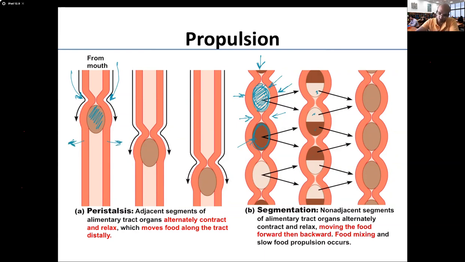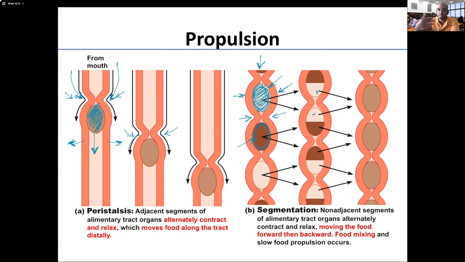So what's going to happen? The food is going to be moving from high pressure, where you're performing the constriction, to the side with lower pressure, where you are relaxing. And then you constrict behind and you relax in front. So you keep the food moving along your gastrointestinal tract.